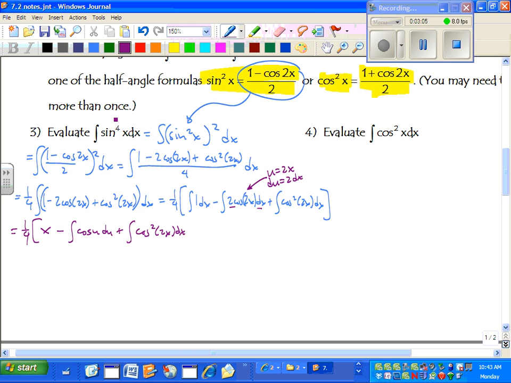We're actually going to have to do the same process here all again for this because it's cosine squared. But let's go ahead and simplify this first part. 1/4 is still out in front of everything. X minus antiderivative of cosine is sine. So we've got minus sine of u, but we know u is just 2x.